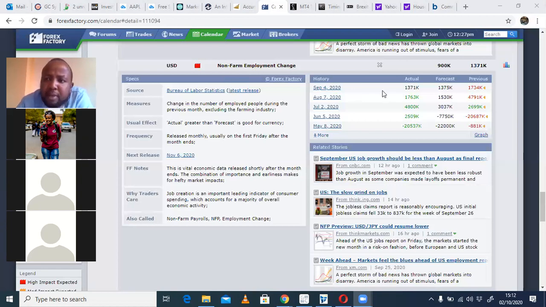I was saying there's usually the previous, the forecast, and the actual. This is the number of people who were employed in the previous month. If the actual comes out greater than the forecast, it is good for the currency. It will be a buy. And if the actual is lesser than the forecast, of course the opposite will happen. It will be a sell.